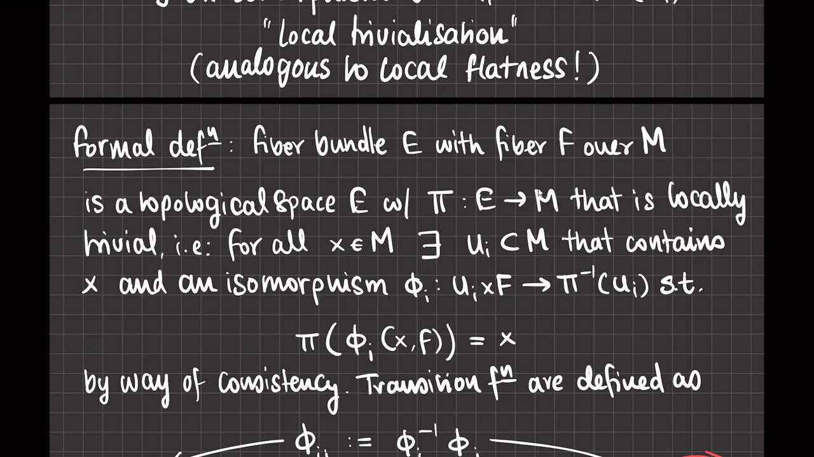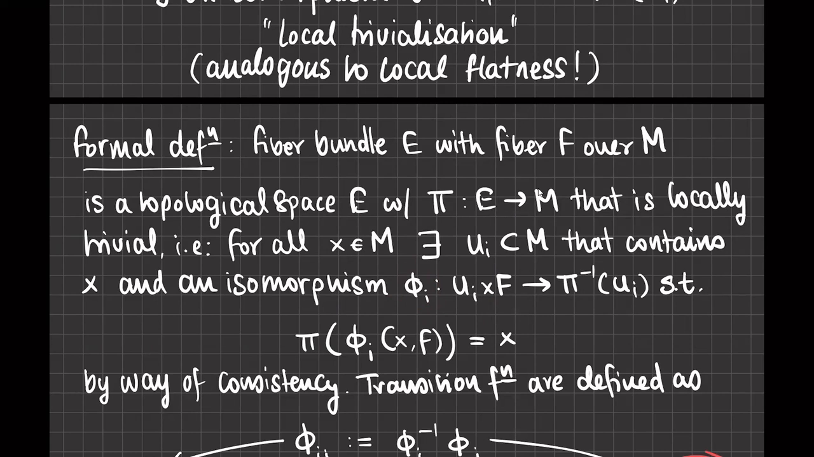The reason I'm emphasizing phi_i is that the phi_i's are really the ones that tell you how the fibers on different base charts, base neighborhoods, are related to each other. So they really capture all of the information about the twisting of the bundle.